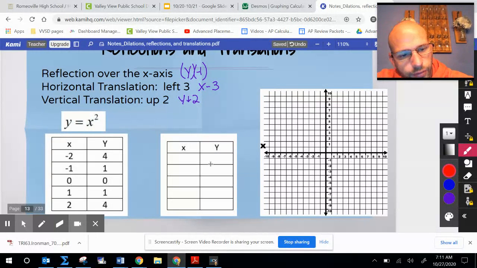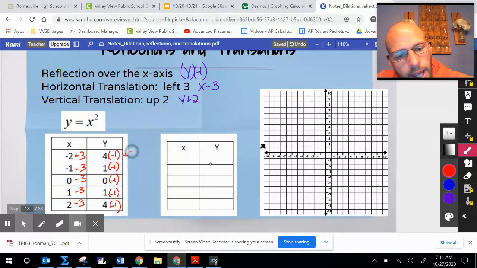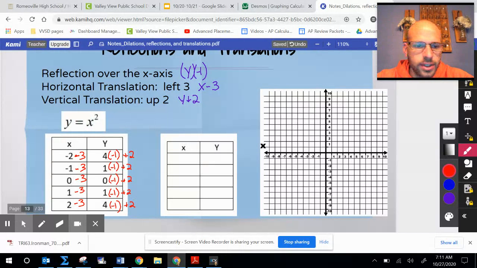So let's start. The reflection over the x-axis, we want to multiply by a negative 1. Okay, so that's where we start. Then we have a horizontal translation left 3, so that's going to go to the x values. We want to subtract 3. And then last but not least, we want to go up 2, so we want to add 2 to all of these new y values. All right, so let's do this step by step. Let's start with the x's, and then we'll go to the y's.